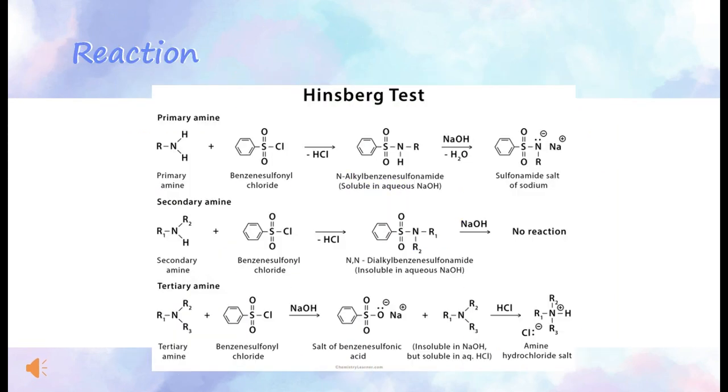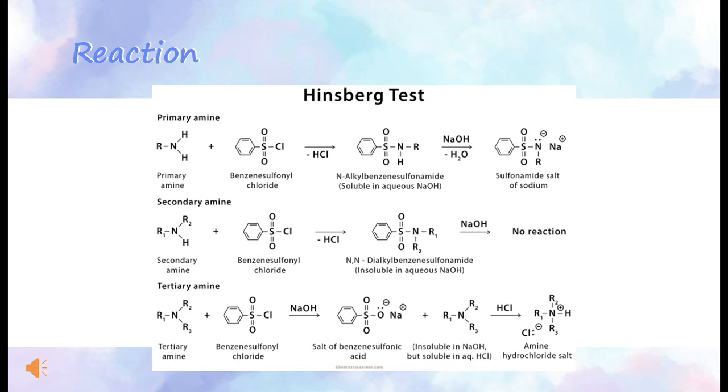So the next slide is the reaction slide. The first one is the primary amine. When a primary amine is reacted with benzene sulfonyl chloride in a base solution, it will dissolve in the base solution. However, when it is in the hydrochloric acid solution, or the acidic solution, it is going to form a precipitate, which is the sulfonamide. It is going to precipitate out of the solution.